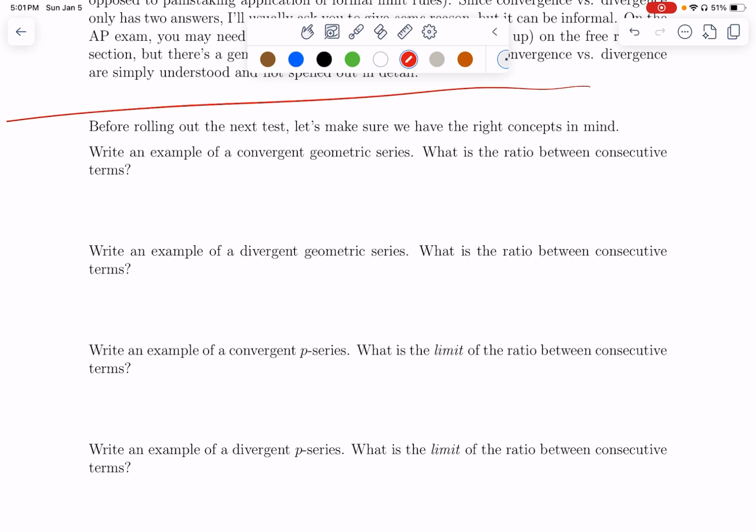So here's what I want you to do. Give an example of a convergent geometric series, and what is the ratio between consecutive terms? Give an example of a divergent geometric series. What is the ratio between consecutive terms? Give an example of a convergent p-series. And here, the ratio won't always be the same, but give the limit of the ratio between consecutive terms. And do the same thing for a divergent p-series. So hit pause and do this as much as possible.